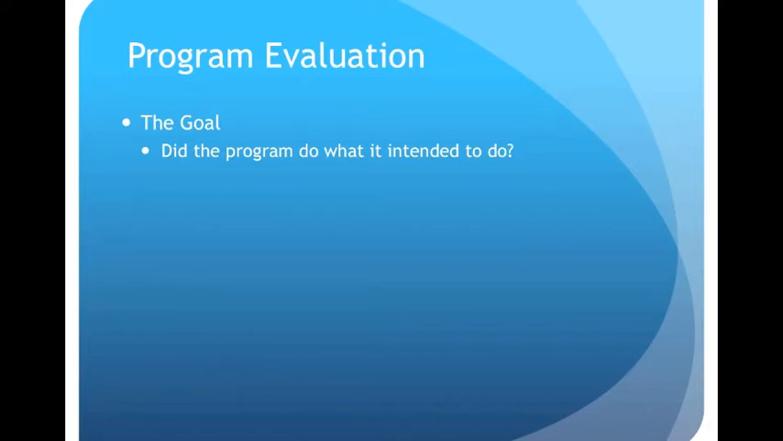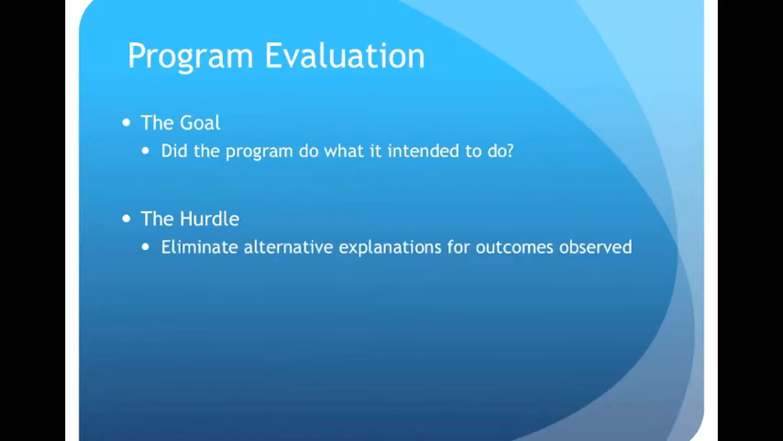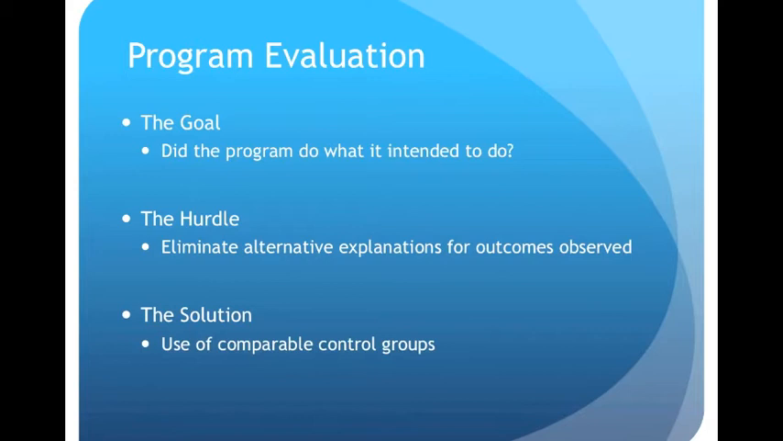This is a deceptively simple goal, with one main hurdle to overcome in order to be able to make claims about program effects, and that is the elimination of alternative explanations. Now we have one primary means of eliminating alternative explanations, and that is to identify and use comparable control groups.